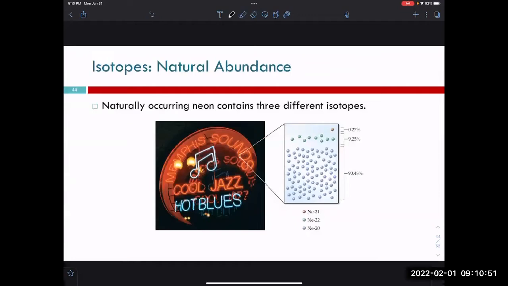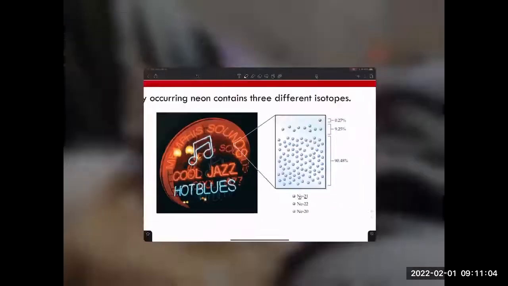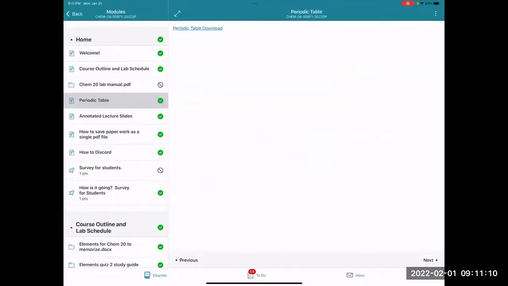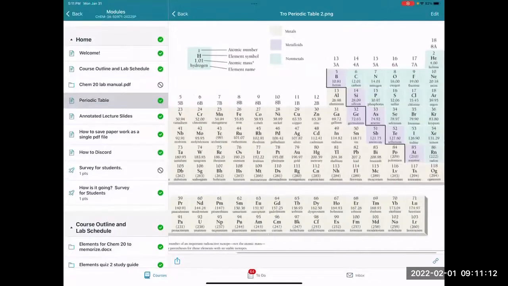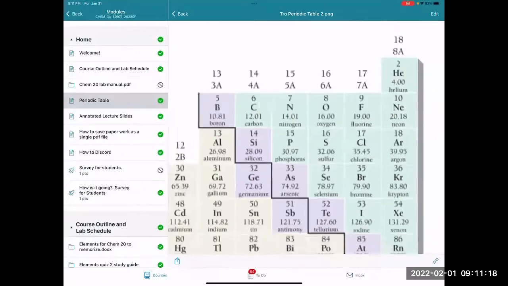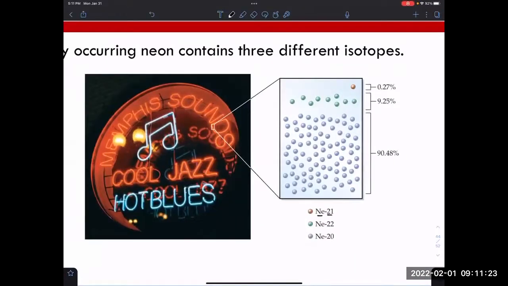So for something like neon, and this is one of the ways that we write isotope symbols. So you have neon 21. Now neon 21, actually I should keep this periodic table up. So neon's over here. We know it has 10 protons. This atomic number is 10. So then this neon 21, the 21 is indicating the number of protons and the number of neutrons. We'll cover that in a second.